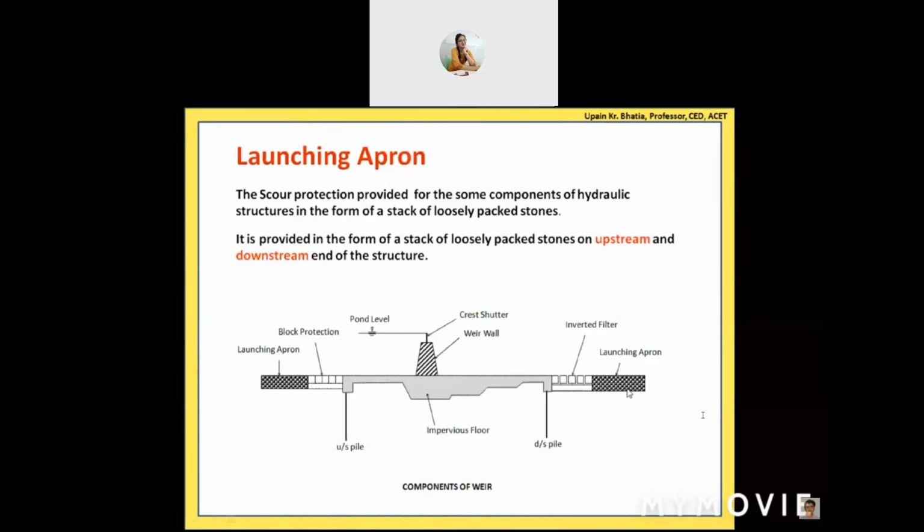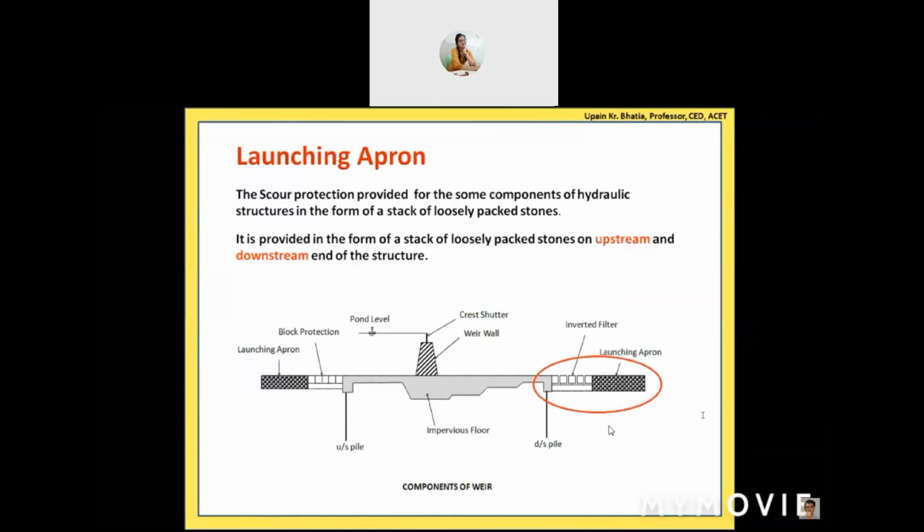Here it is providing safety to this sheet pile and this floor only, but actually when we provide scour safety to some component, ultimately it is meant that the entire structure is secured. So that safety is extended to the entire structure. It is provided in the form of loosely packed stone on the upstream and downstream end of the structure. So on both of the sides we have provided these launching aprons.